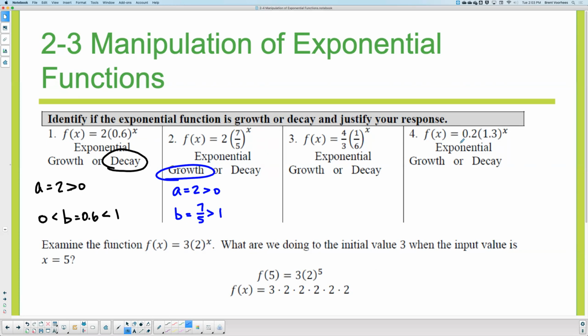Example 3. Just tell me if you need me to slow down. What's my A value? 4/3. Is that bigger than 0 or less than 0? Greater than 0. What about B? Less than 1, but it's positive, so it's in between 0 and 1. A is positive, B is in between 0 and 1. That would become, once again, picture number 2.